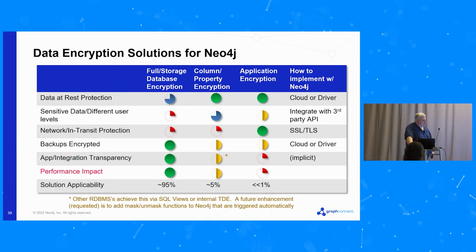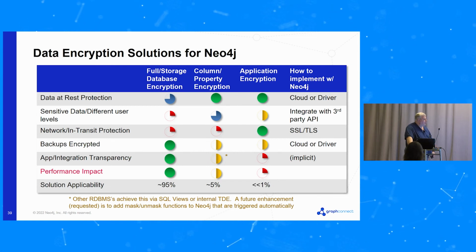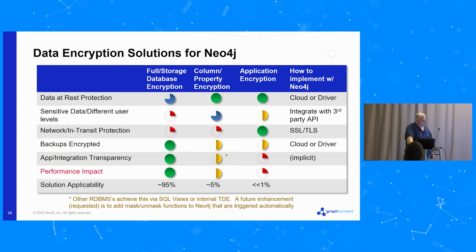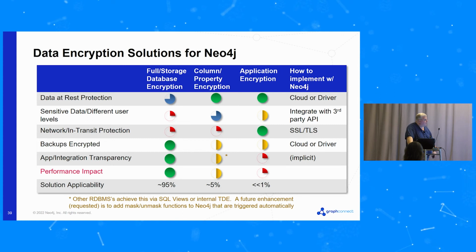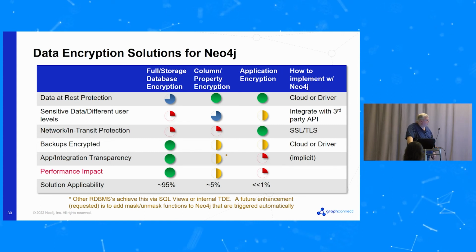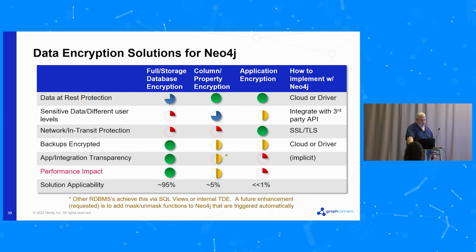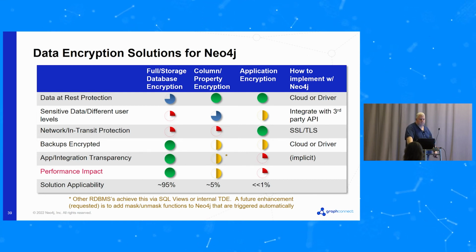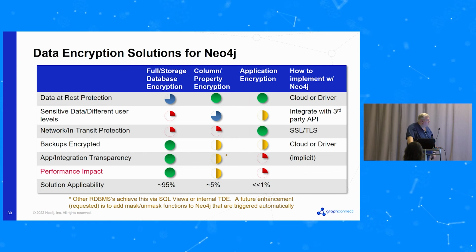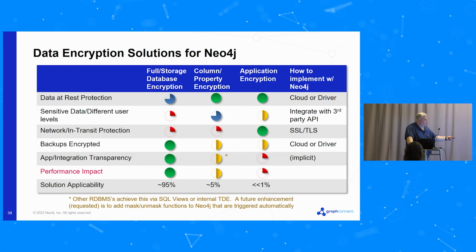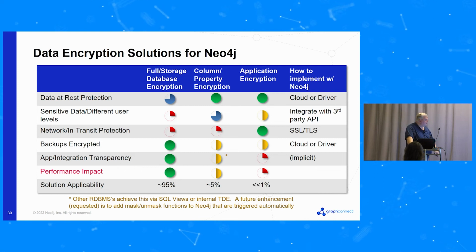So the way to do it, if you're worried about data protection at rest, is to look in the cloud or the driver level for the solution. For sensitive data and different users, this is where you create it with a third-party API like Protegrity. There are other ones out there. For network in transit protection, SSL is a common standard. The red there just means the data encryption doesn't really handle it, but you can do it with SSL.